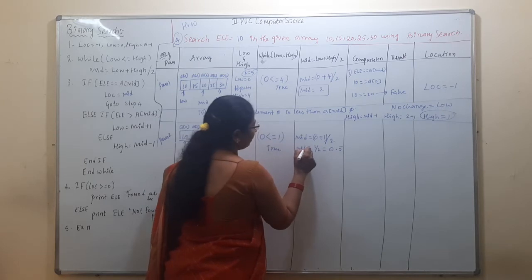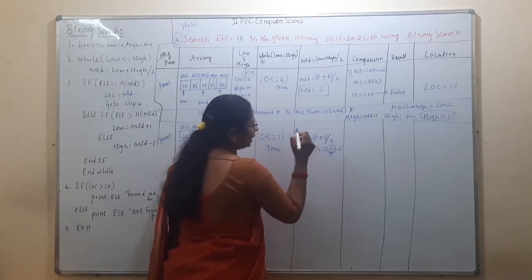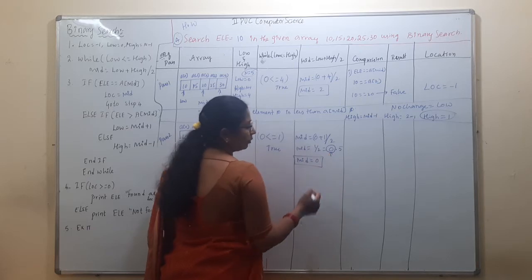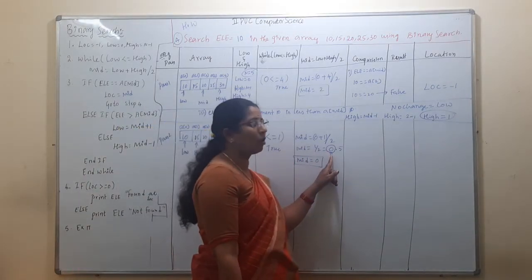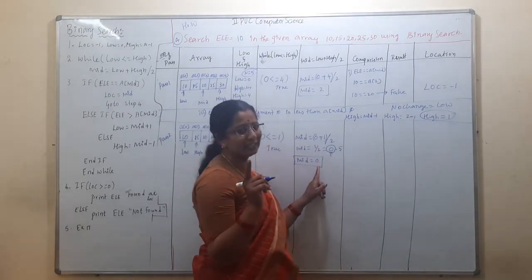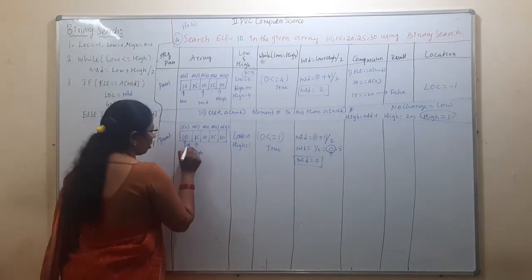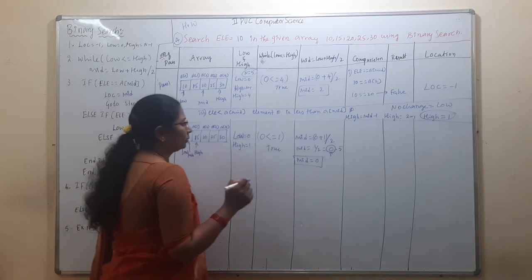Please remember, when we have a fraction, you should consider only the integer part. So mid equal to 0. Please remember this point, we have not mentioned it in the PDF. In the previous case we had 3.5 and we considered only 3. Now we are considering only 0. So the mid pointer is pointing towards 0.